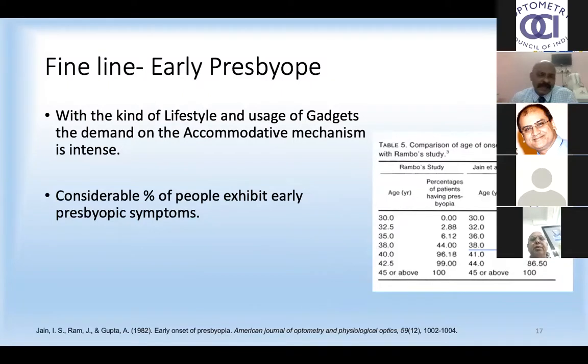When we saw the first slide, we discussed what presbyopia is, and as a definition we said it starts around 40 years of age. But with the kind of gadget usage and lifestyle, there is an increased demand on the accommodative mechanism. If you see the studies, around 38 years of age, nearly 36% of people require some form of presbyopic correction. So 40 years as a definition is changing because of the type of lifestyle and gadgets we use. And there is a considerable percentage of people who exhibit early presbyopic symptoms.